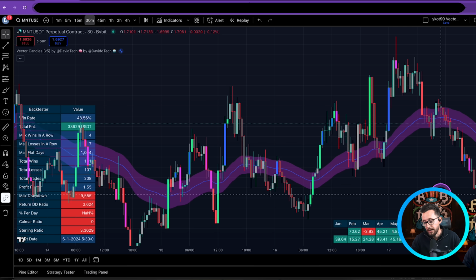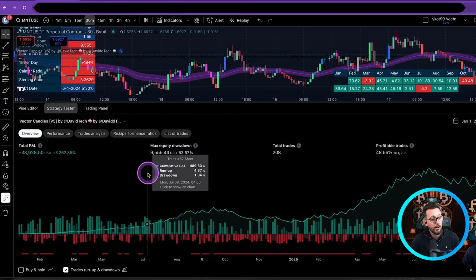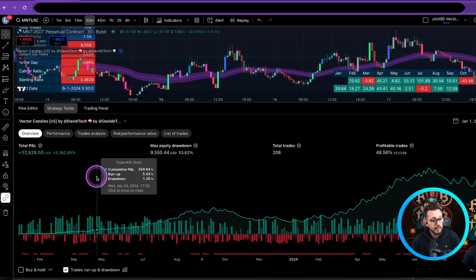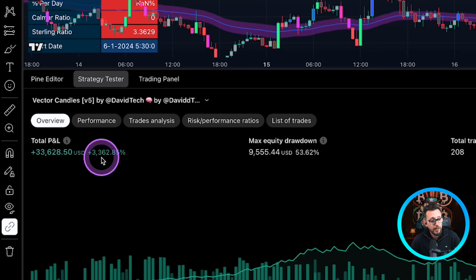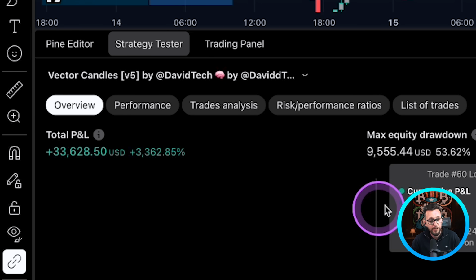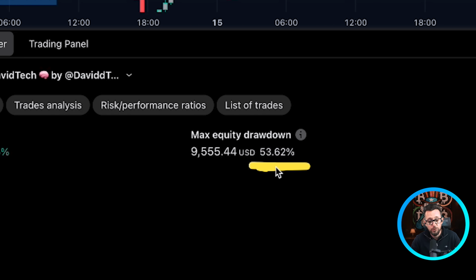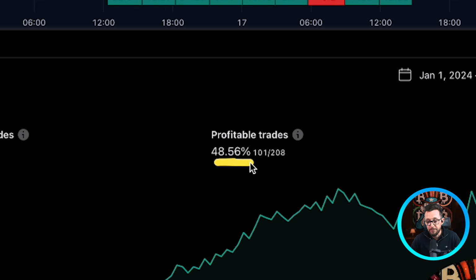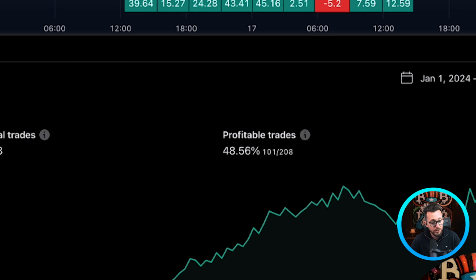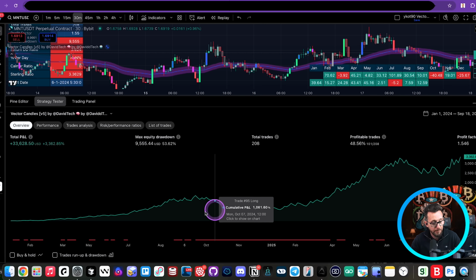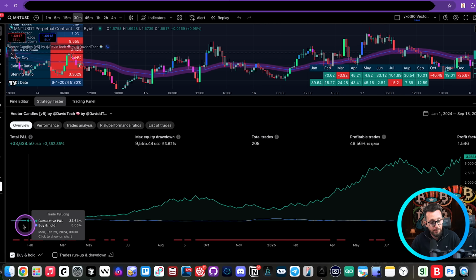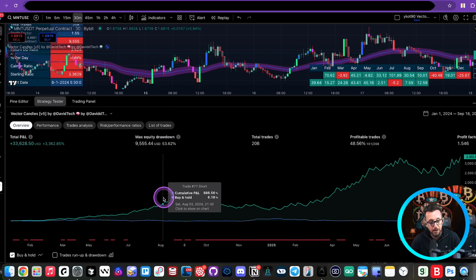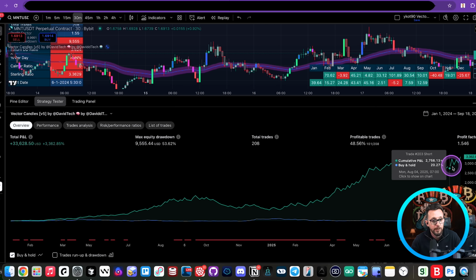Drum roll please. Boom! Okay, on this time frame and on this pair, the Vector candles have done extremely well with 3,362% profit. We have had a large max drawdown of 53%. We had 208 trades on the backtest itself, and we had a 48% win rate, which isn't bad at all. As you can see, the equity curve looks absolutely amazing. In comparison to the buy and hold, if you would have bought MNT here, you would currently be up about 100%, but with this strategy, it's over 3,000.